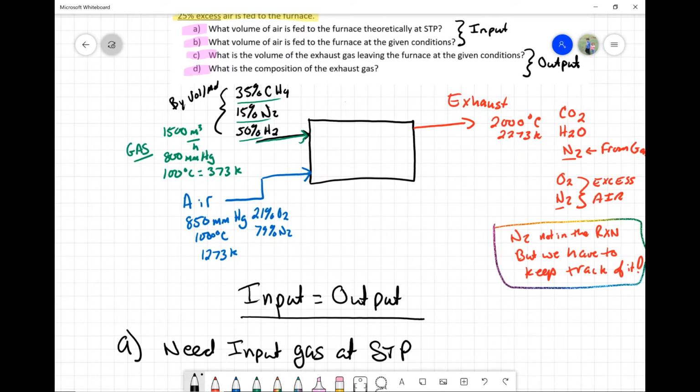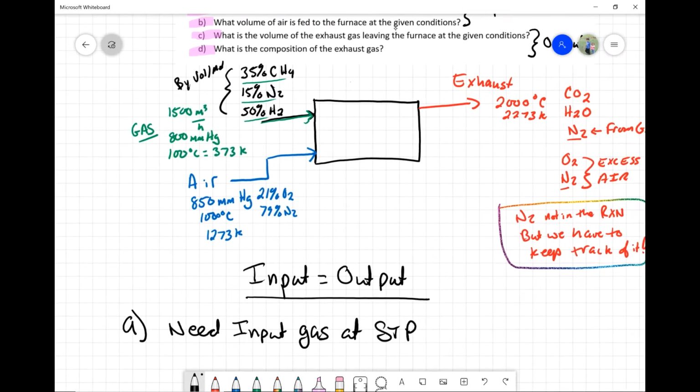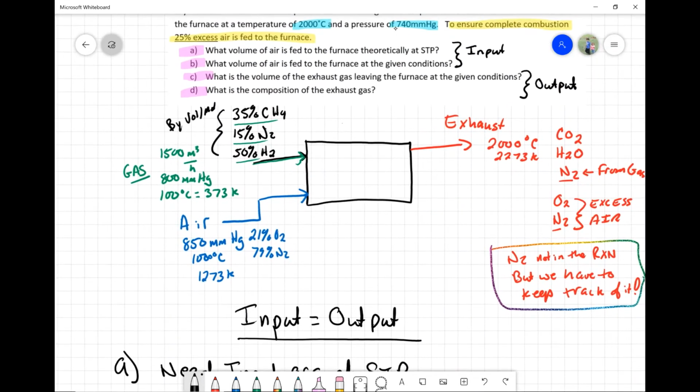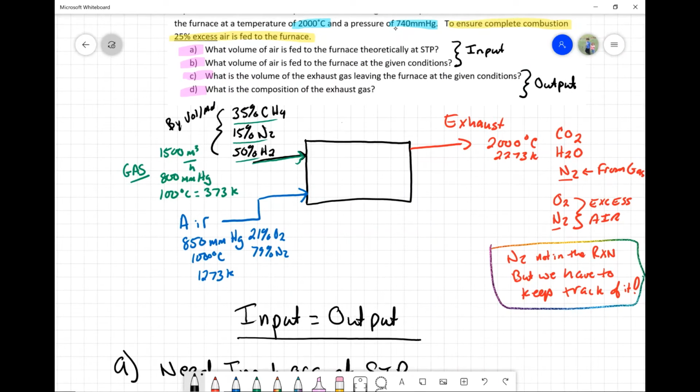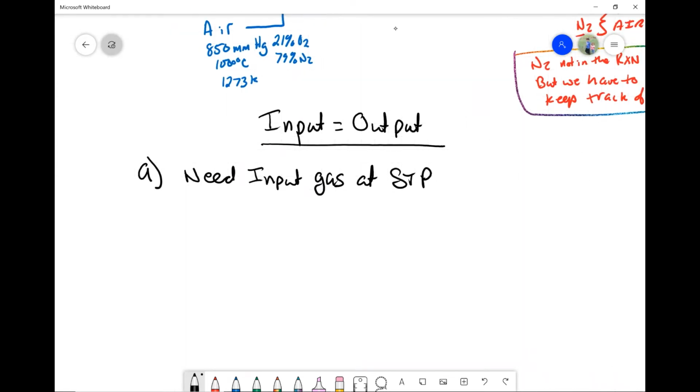We pretty much figure it out the same way we did in the previous lecture, but we now have to account for this 25% excess air. So first, let's convert our gas to STP. We can do that because we have our conditions here. And we can use our old friend P1 V1 over T1 equals P_STP V_STP over T_STP. Sometimes you can say 2 instead of STP for your subscript.